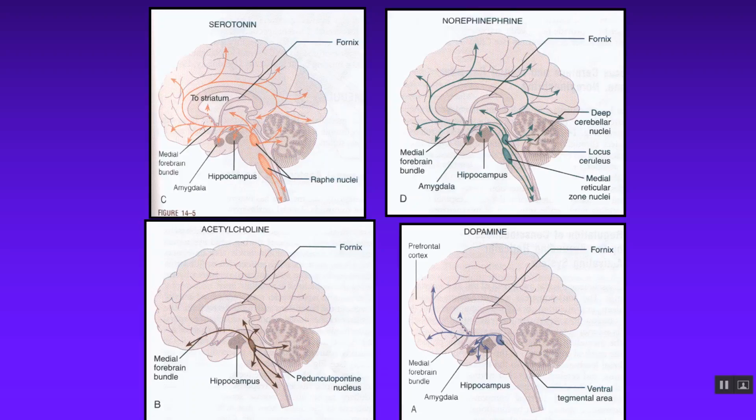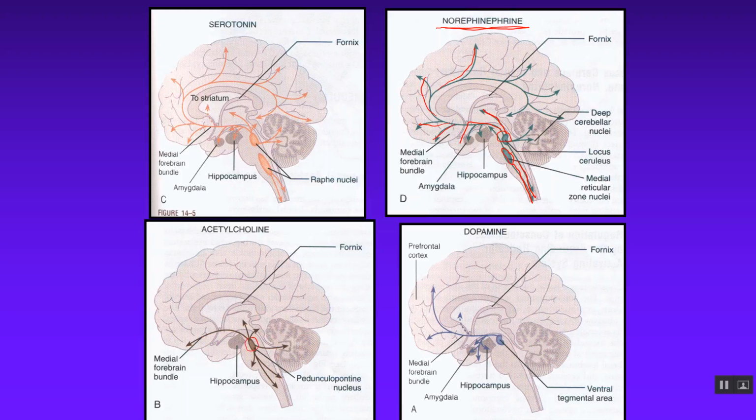So then norepinephrine here, it also has several nuclei, the locus coeruleus, and then the medial reticular zone nuclei right here. Again, brainstem nuclei that can project down into the spinal cord or project up into the cerebrum and influence large networks of neurons in their overall activity.